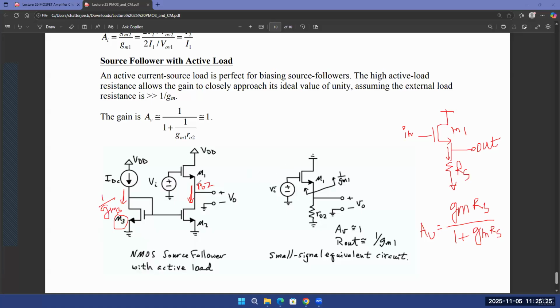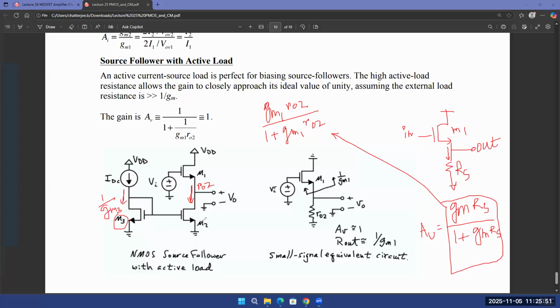Right? So you'll see this RO2 resistance looking into the drain of M2. So your gain, AV, is going to be equal to, I'll write that down over here, GM1 times RO2 divided by 1 plus GM1 times RO2.